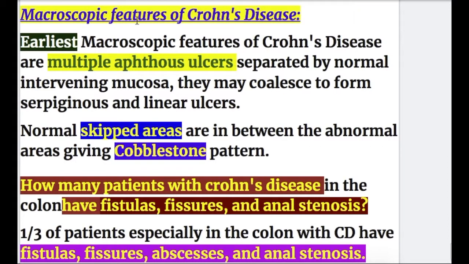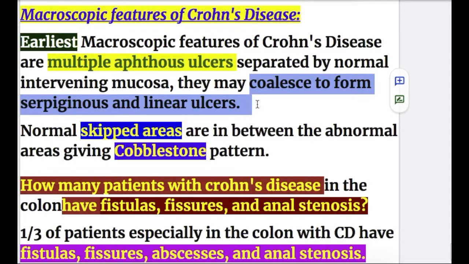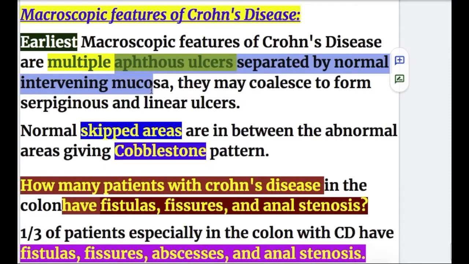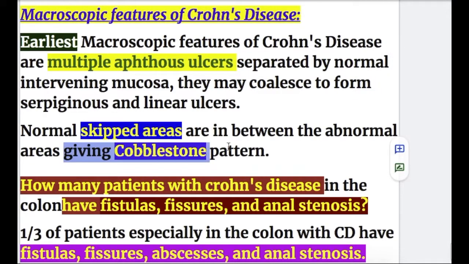The macroscopic features of Crohn's disease. The earliest macroscopic features of Crohn's disease are multiple aphthous ulcers separated by normal intervening mucosa. These ulcers may coalesce to form serpiginous and linear ulcers. The earliest findings are aphthous ulcers with normal intervening mucosa, and they coalesce to form serpiginous and linear ulcers. They have normal skipped areas in between the abnormal areas, giving a cobblestone pattern.